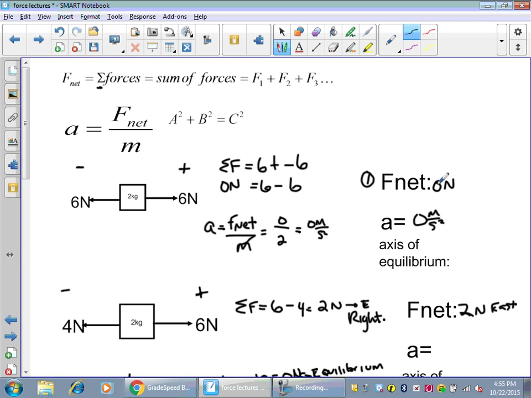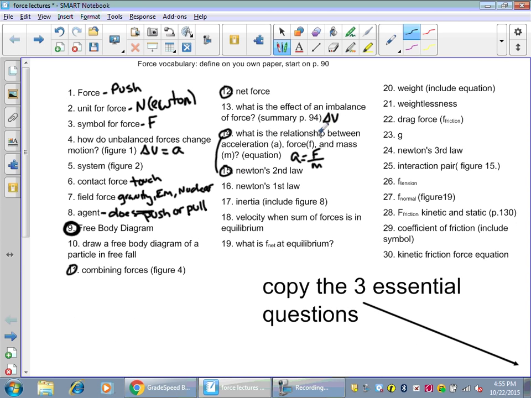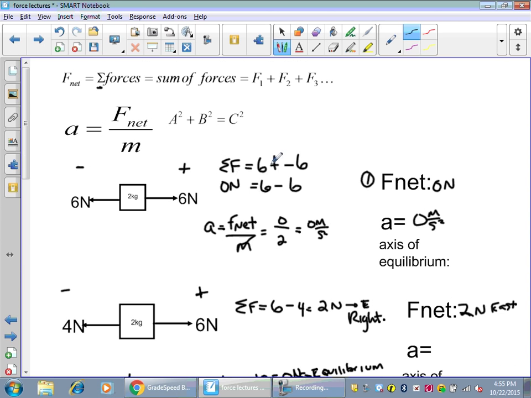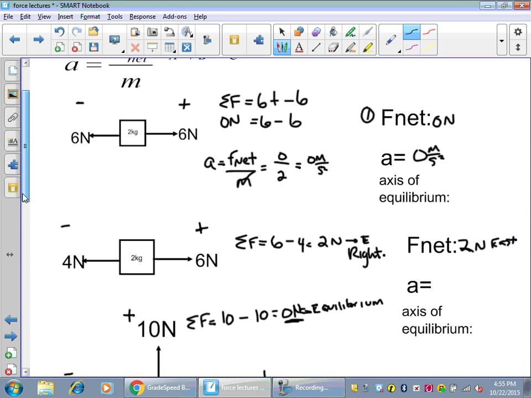And that makes sense because if I have no net force, I can't accelerate, because what was an imbalance of force? A change in velocity. My forces are balanced, so I have no change in velocity. I have a constant velocity. I have equilibrium on my x-axis.